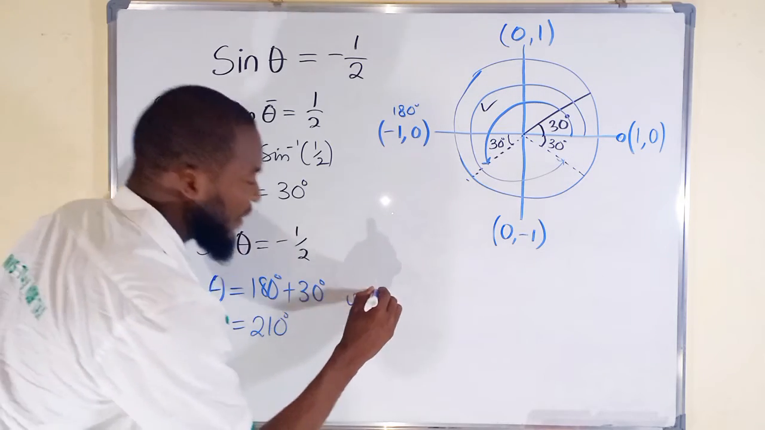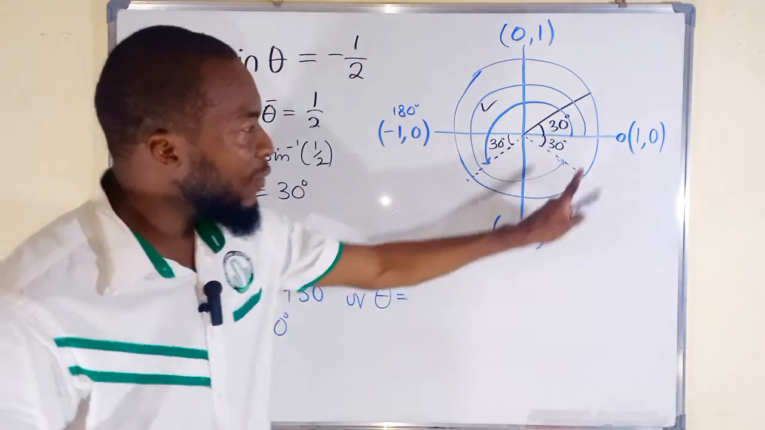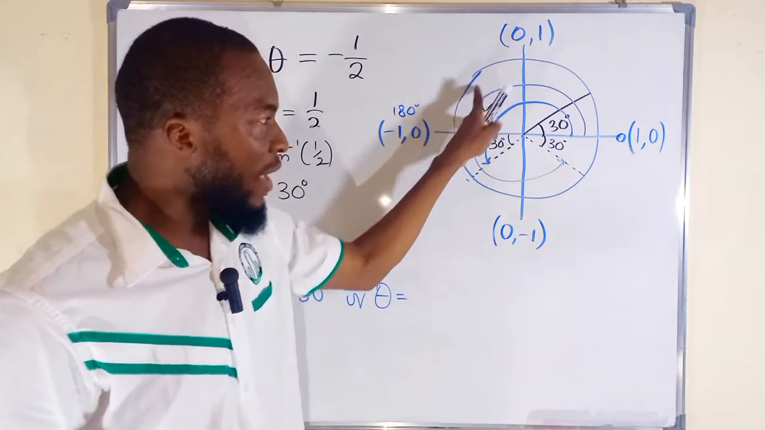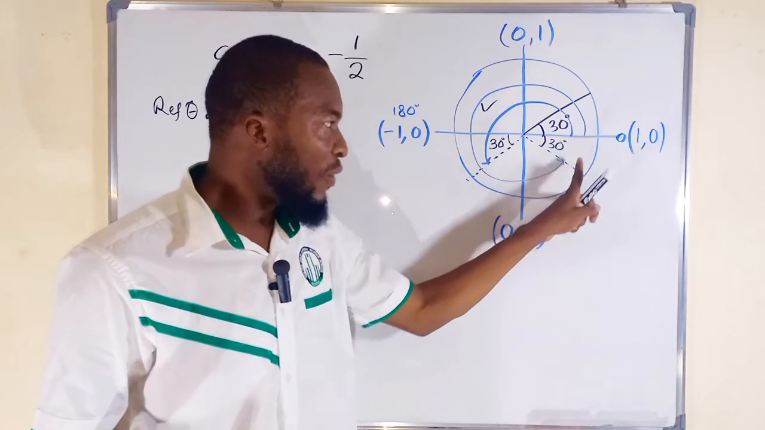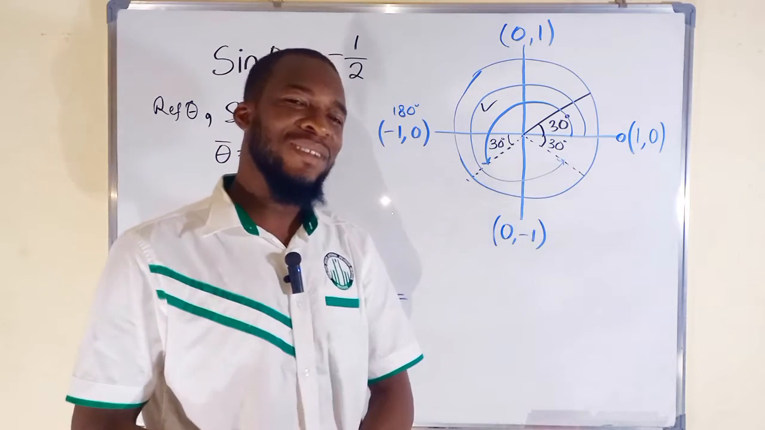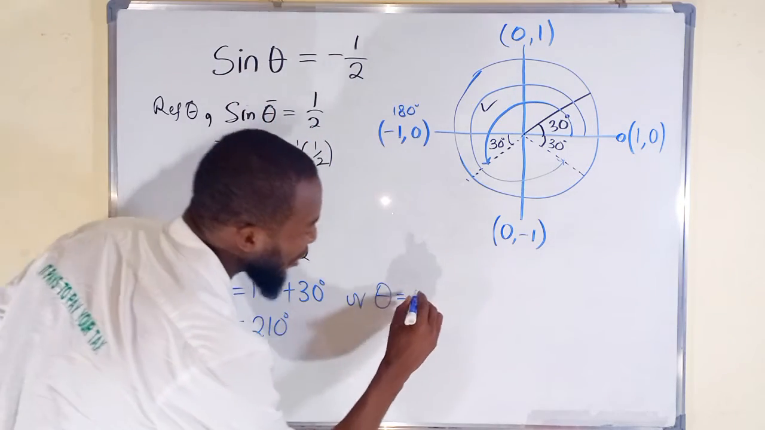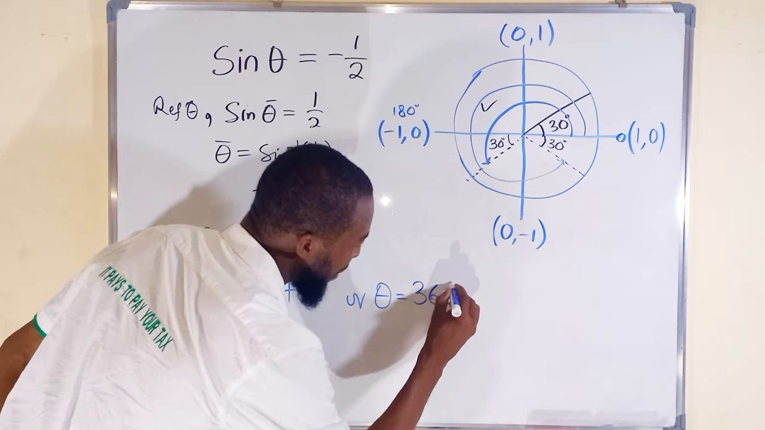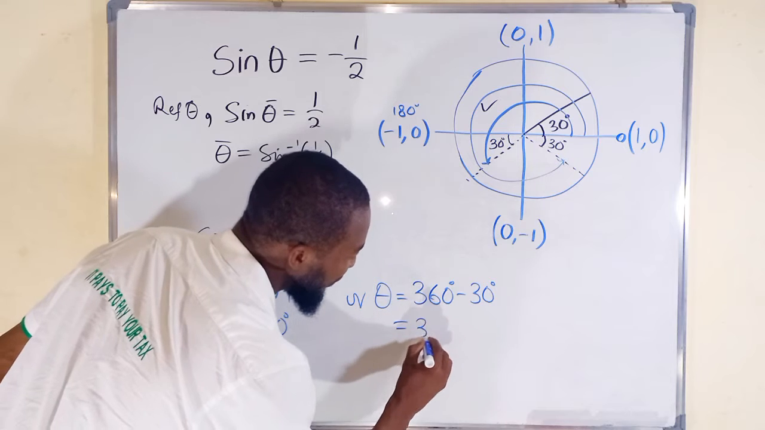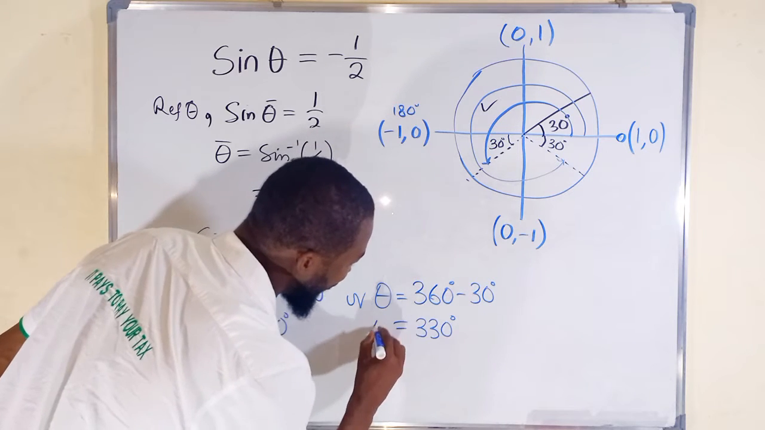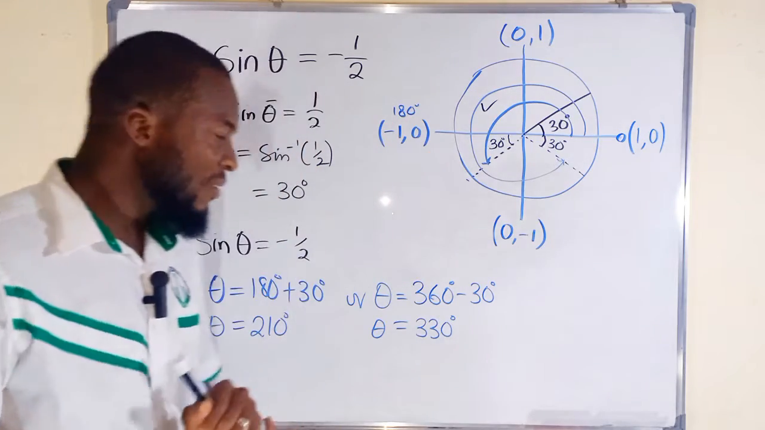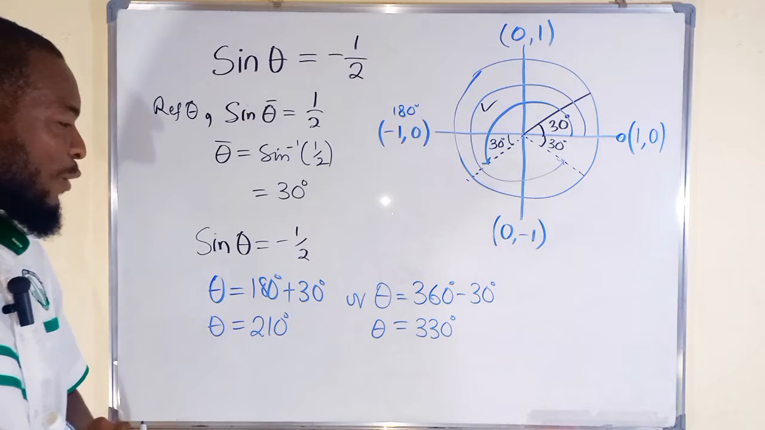Or theta is equal to, just observe, we have another 30 degrees here. So if you are going counterclockwise from 0 to 360, you can see that this particular angle is 30 degrees less than 360 degrees. Therefore, to obtain that particular angle, you say 360 degrees minus that other reference angle. And this will give us what? 330 degrees. So we have two values of theta from 0 to 360 degrees that will satisfy this particular equation.